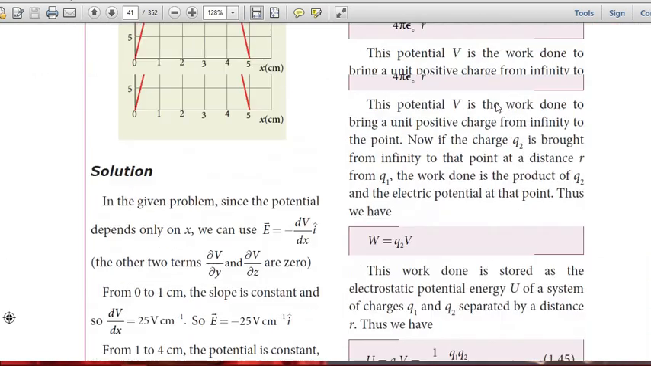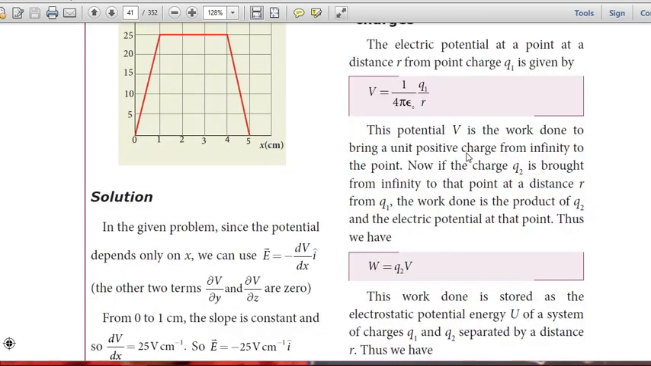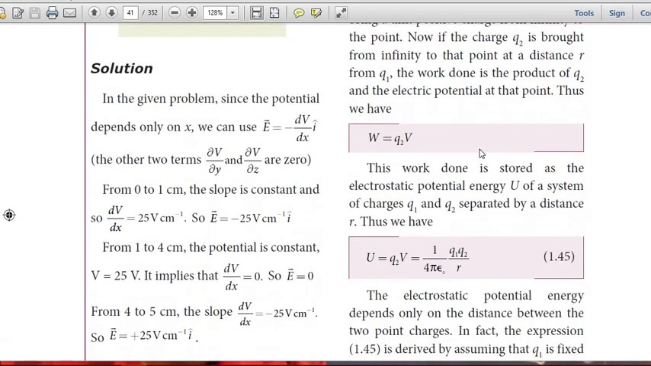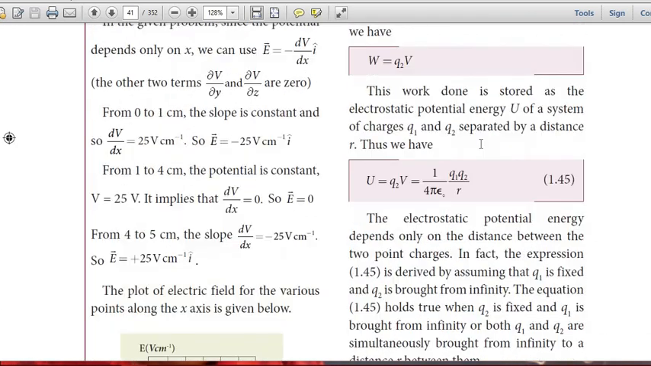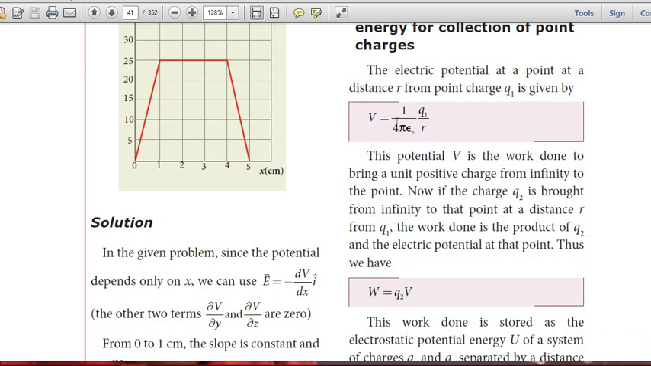In the next class we will discuss the electrostatic potential energy for collections of point charges. If more charges are placed, what is the electrostatic potential? For a single charge, V is equal to 1 by 4 pi epsilon Q1 divided by R1. We find the electric potential for only one charge.